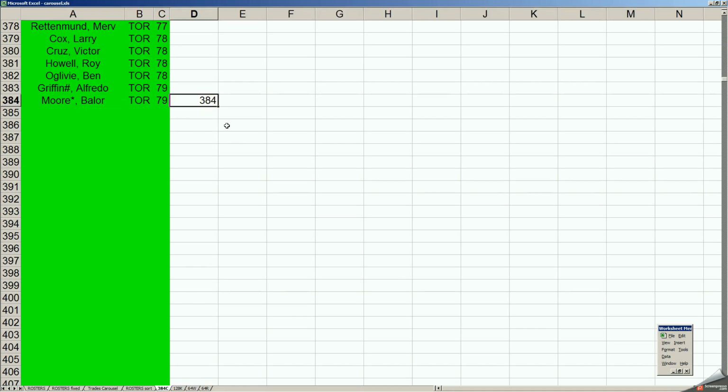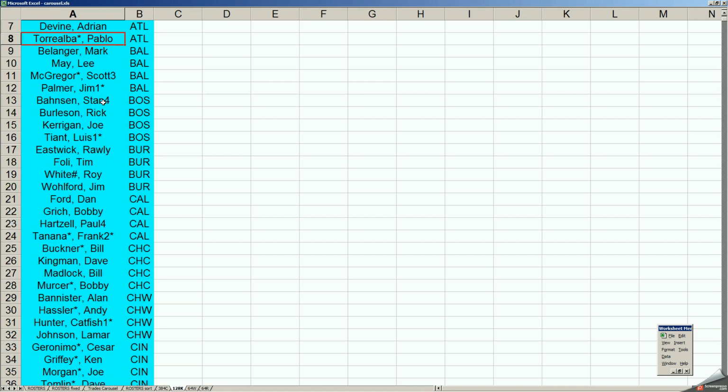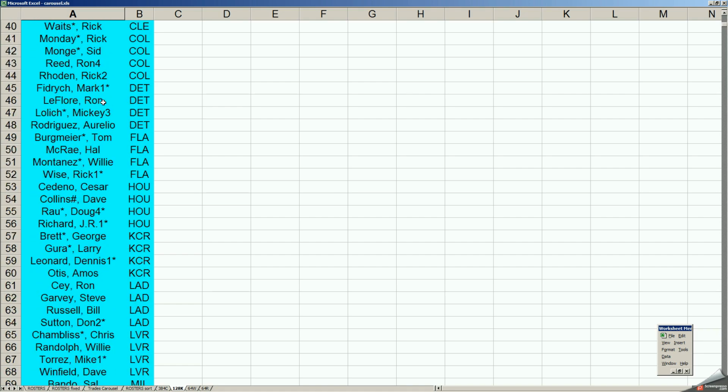Okay? Now these are Strat-O-Matic cards. These are called the carryovers. The keepers are in limbo. These, of course, are like Arizona is going to add Reggie Cleveland, a new Reggie Cleveland card, LaRoche, etc. Everybody's got 4 keepers. Notable keepers on this list. Let me scroll down for a second.